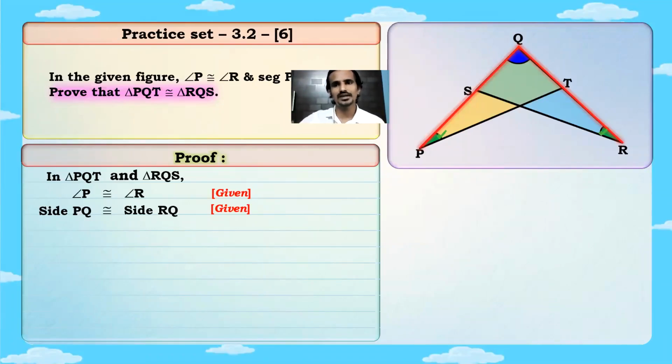Now here it is not a common side. Remember, there is no common side because there is no side that both triangles share completely. There is some part of the side which is shared, that cannot be considered. So there is no common side, but there is a common angle here, angle Q. So just write down angle Q congruent to angle Q, reason common angle.